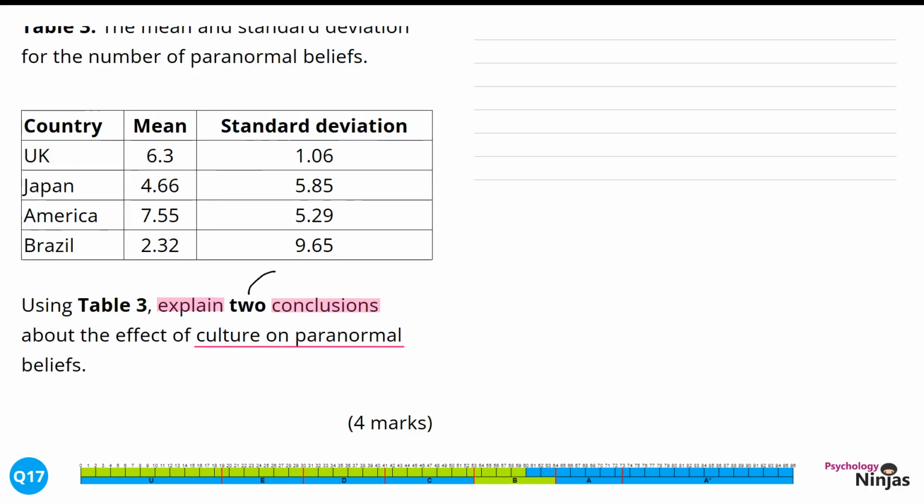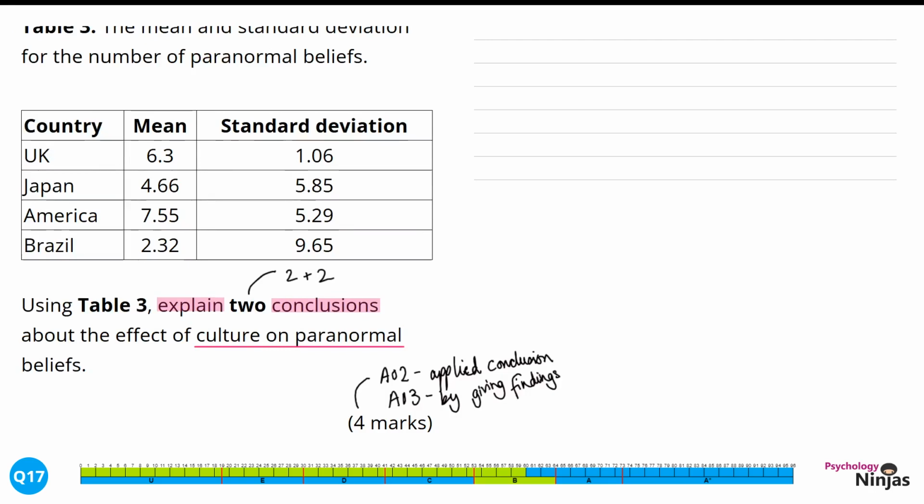Given that we need 2 conclusions, we're going to think of this as 2 2-mark questions. For each of our 2 marks then, we get 1 mark for giving a particular applied conclusion. Our second mark comes from justifying why that is a conclusion. We justify by giving findings from our table.